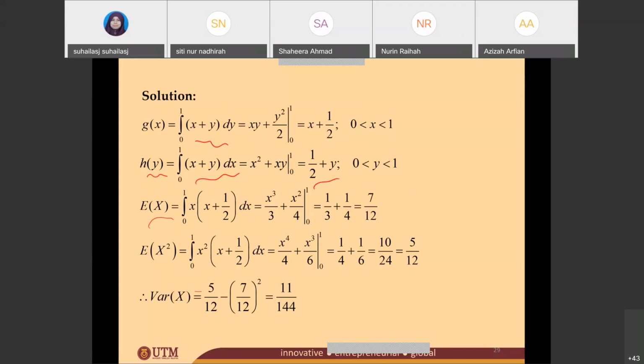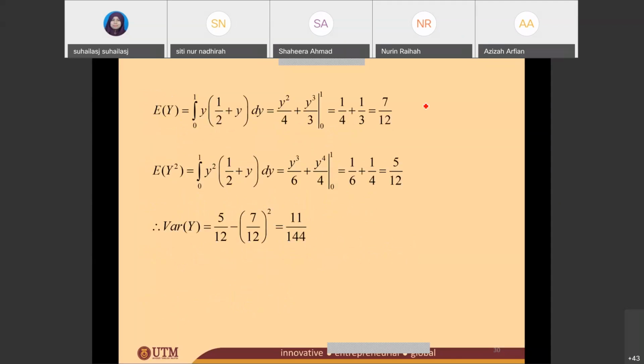Now you find your variance. Variance is EX squared minus EX all squared, because we use the marginal concept. The same thing for Y: get EY squared and then find your variance. Now you have to find your EXY. We can check whether they are independent or not. If they are not independent, you need to integrate XY times your density function, X plus Y, dy dx.